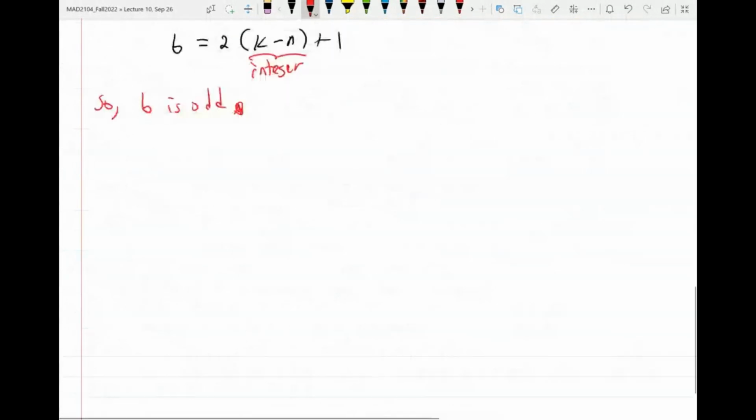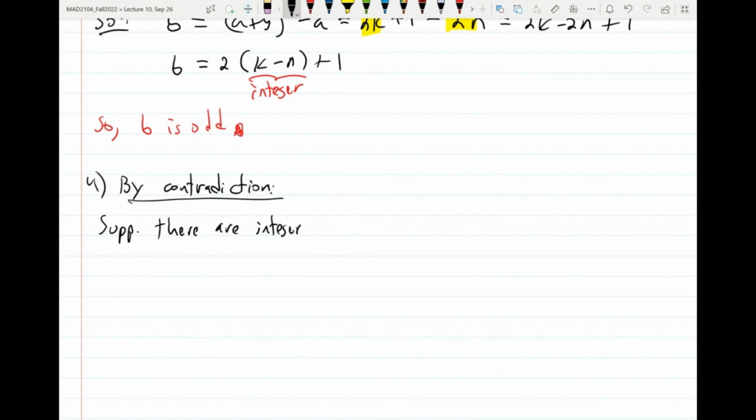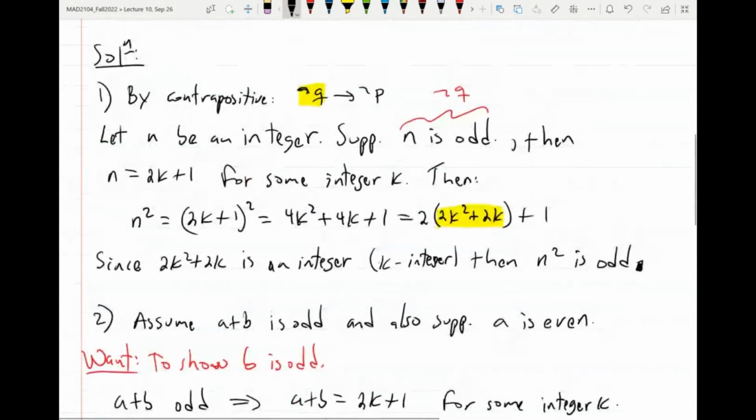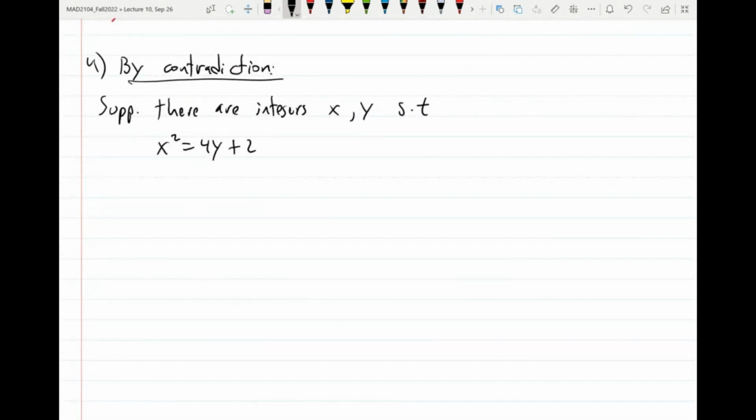So, let me write that. So for number 4, by contradiction. What I mean by this is we're going to assume the opposite of what we want, okay? So suppose that there are integers x and y such that x squared equals 4y plus 2. Suppose that you can solve it, okay? Suppose that there are integers x and y that I give you this. Okay, so then what can we do from here?